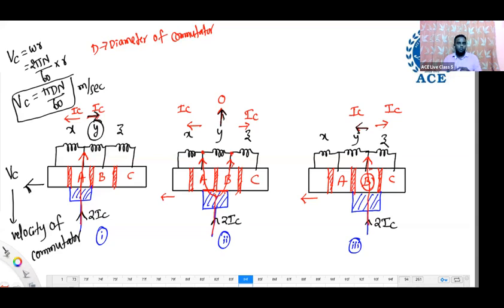In another way, we can define the time of commutation as the time taken for current reversal in a coil. The time taken for current reversal in a coil is called the time of commutation. In both ways we can define it. Whenever the commutator shifts by one segment, during that time only current reversal takes place. Now write here: time of commutation. First complete the figures.